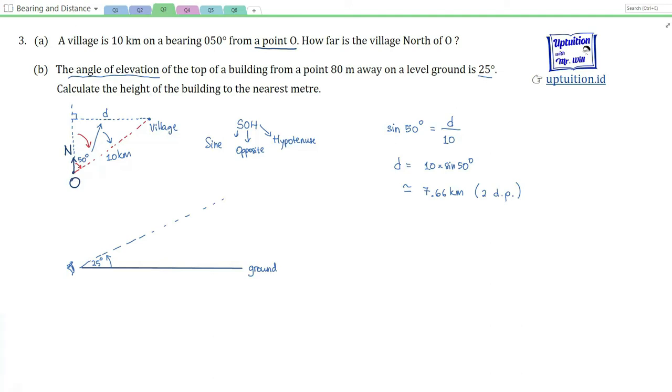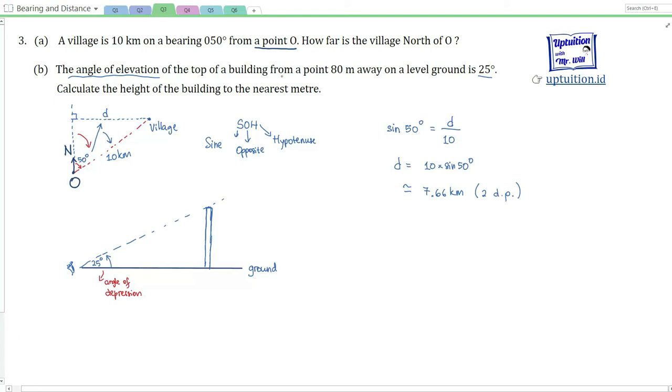If you want the angle of depression, you're going to have to look down from the ground. Sidetrack a little bit: if you look down, this will be your angle of depression. But anyway, in this case we are looking for the angle of elevation, so we're going to use the one that's moving up. That angle is 25 degrees, and then you're going to see the top of the building. So let's say this is the top of the building, and this is your building.